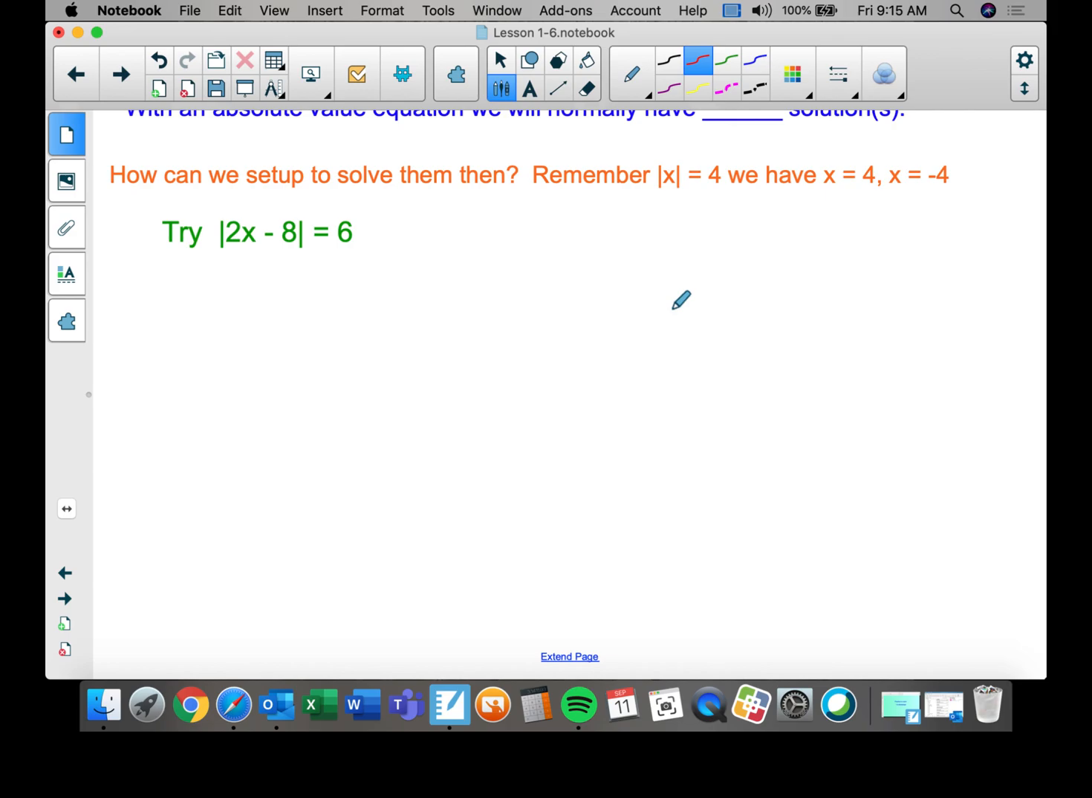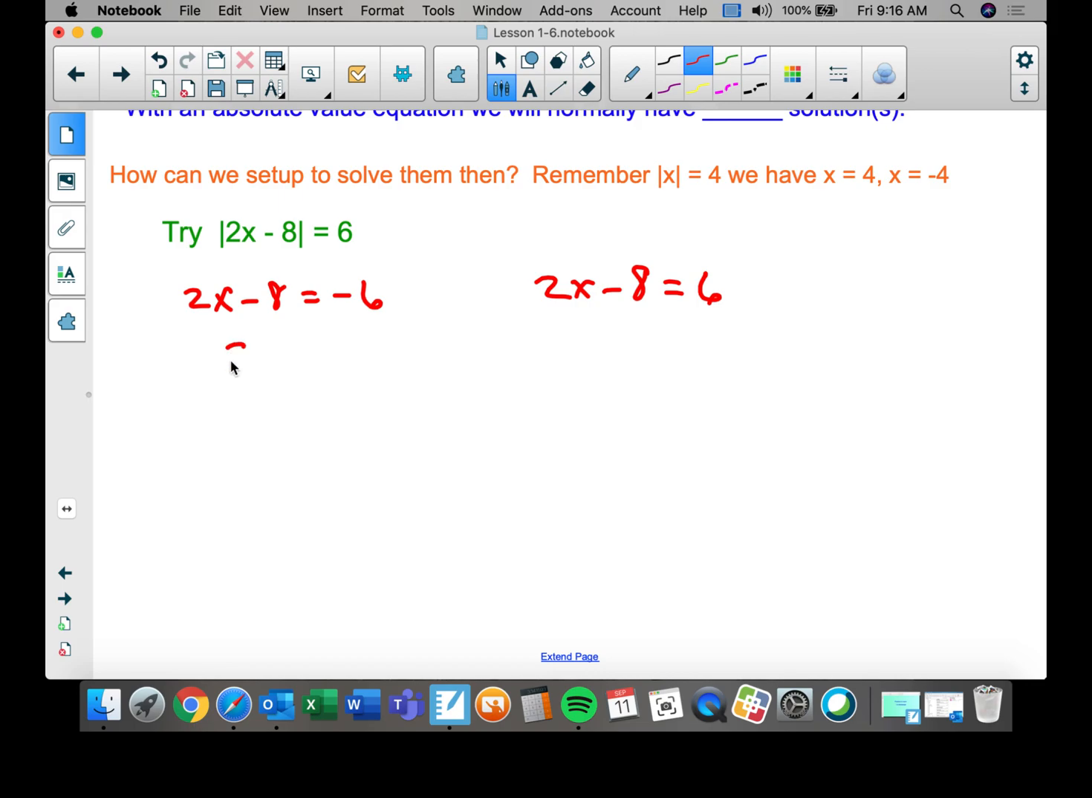All right, welcome back. Let's see what we came up with. So what this is actually saying is, regardless of the 2x minus 8, we want the answers that are 6 units away from 0 on the number line. So I'm going to start off with 2x minus 8, and I'm going to set it equal to negative 6, because that's 6 units away from 0. And then I'm going to put 2x minus 8 and set it equal to positive 6, because that is also 6 units away from 0. And now we just solve the equations separately.